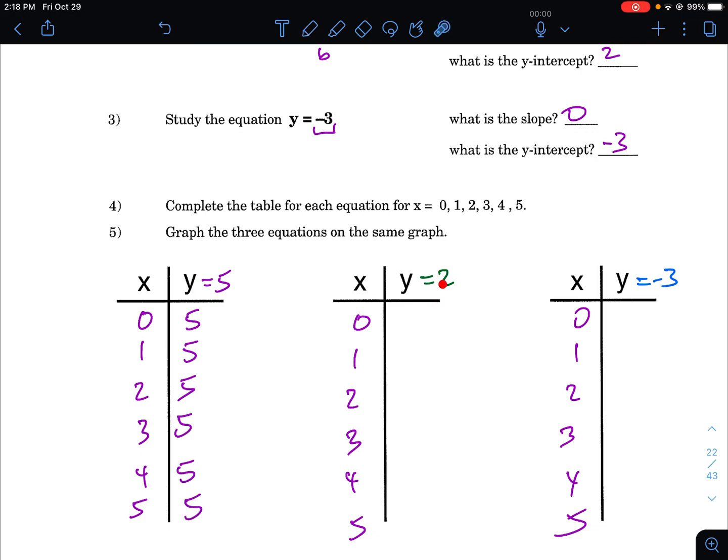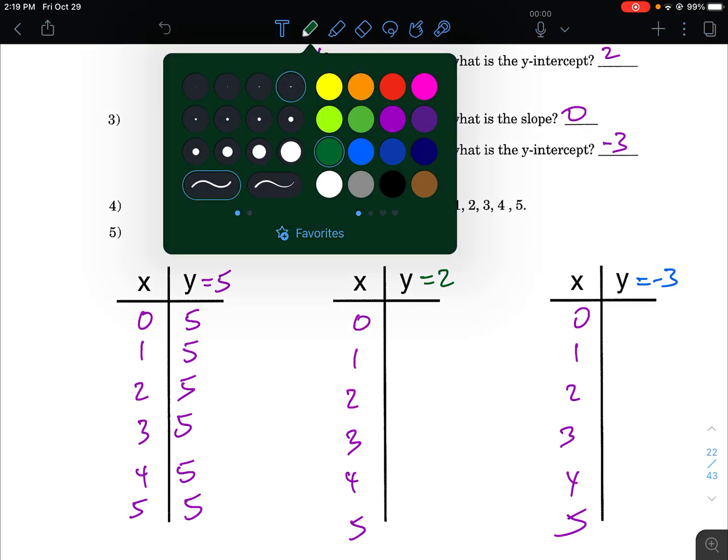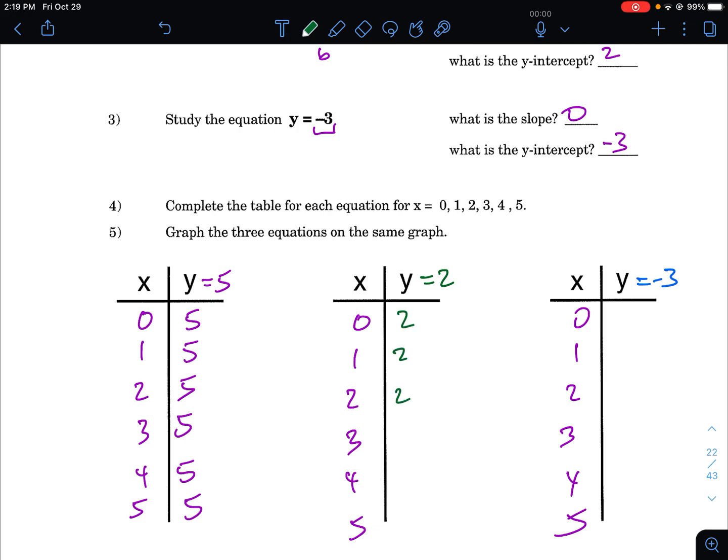And when x equals 0 or 1 or 2, there is no x over here. Because y equals 2, it's always going to equal 2 no matter what x is. And the same goes for our third line. When x is 0, y is still negative 3 because there is no x in the equation, so it's going to equal negative 3 the whole way down.